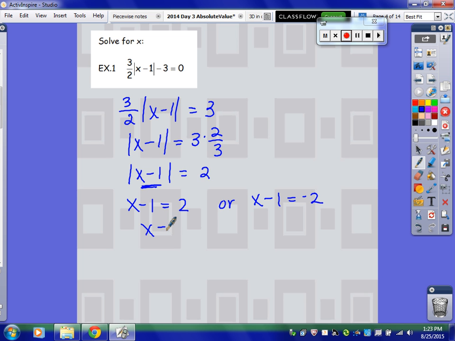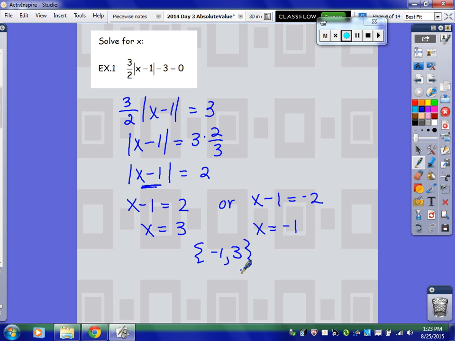Let's use the addition property. So we're going to get x equals 3. And the addition property again, and we're going to get x equals negative 1. So from our graph and from our equation, we see that our x solutions are negative 1 or 3. Those are our two solutions.